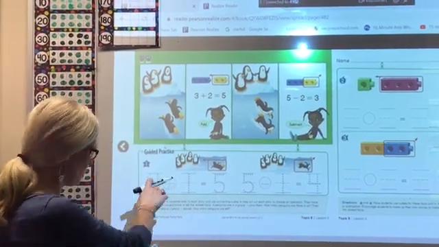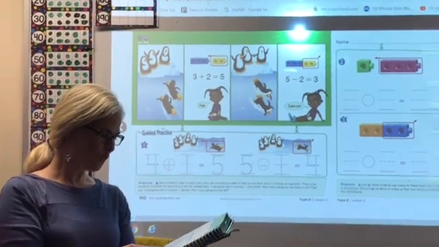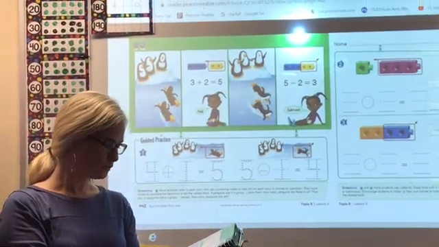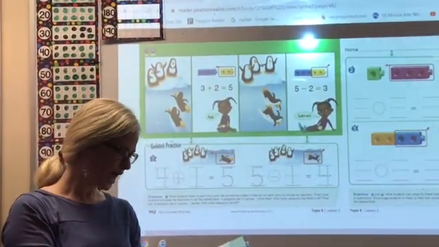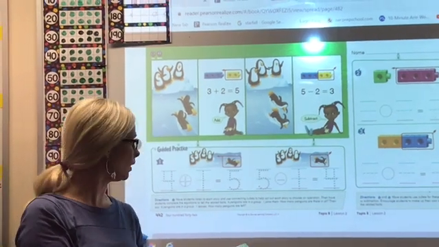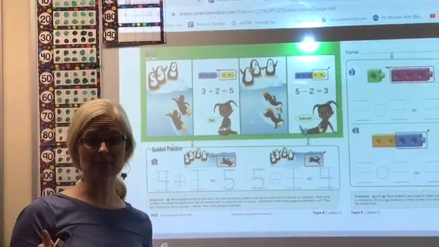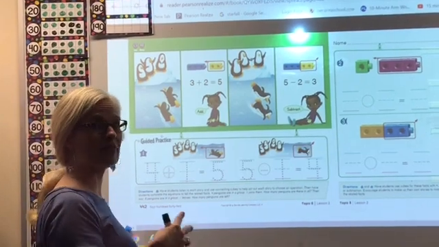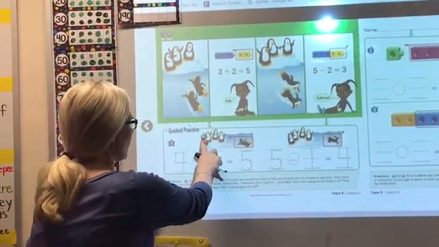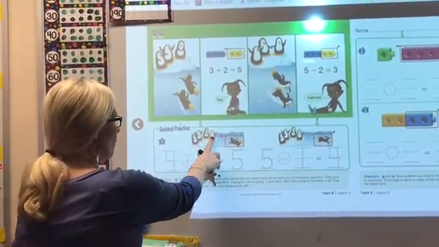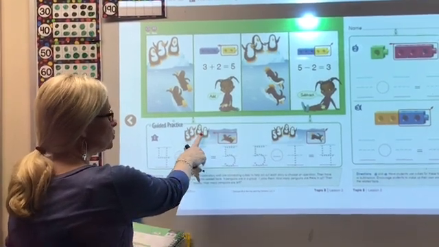So let's look at number 1. It says 4 penguins are in a group. 1 joins them. How many penguins are there in all? Well, let's double check to make sure we have the right number of penguins. I always like to double check. It says 4. 1, 2, 3, 4. And then 1 joins them.